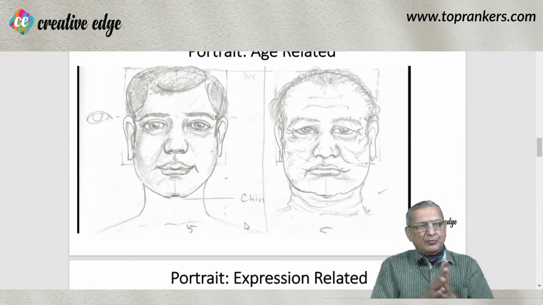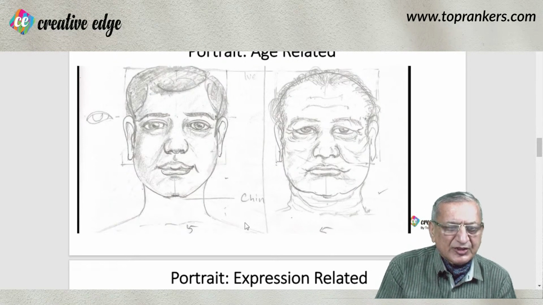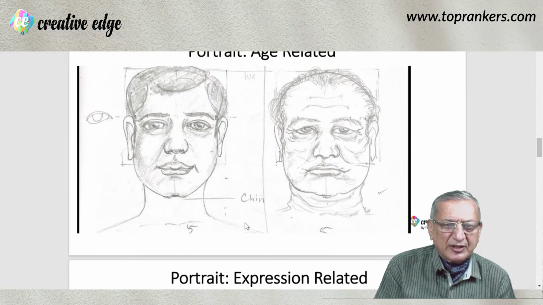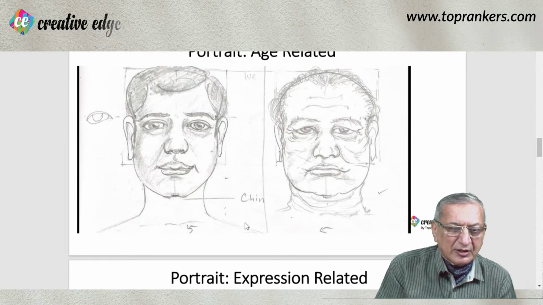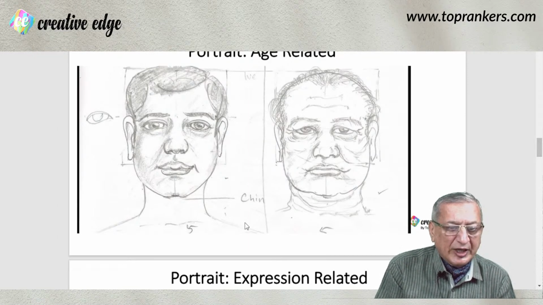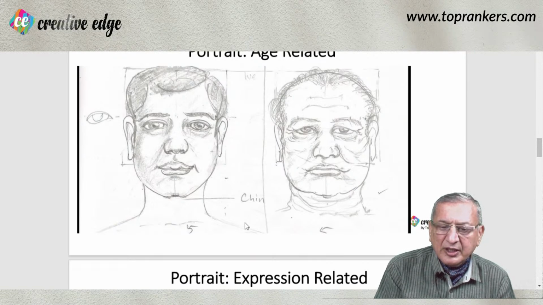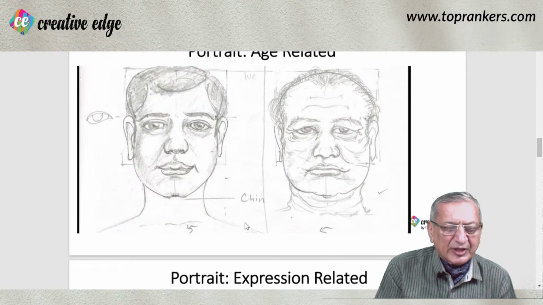Other type of questions: portrait. Mostly in JEE B.Arch, the questions that have been coming are age-related portraits. I have categorized them; one is age-related. There was one year when they asked you to make your own portrait. The examiner forgot that you are carrying a photo identity in the examination, and you could really copy it from your ID. But that was not the idea of the examiner. The idea of the examiner was how keen your observation is.